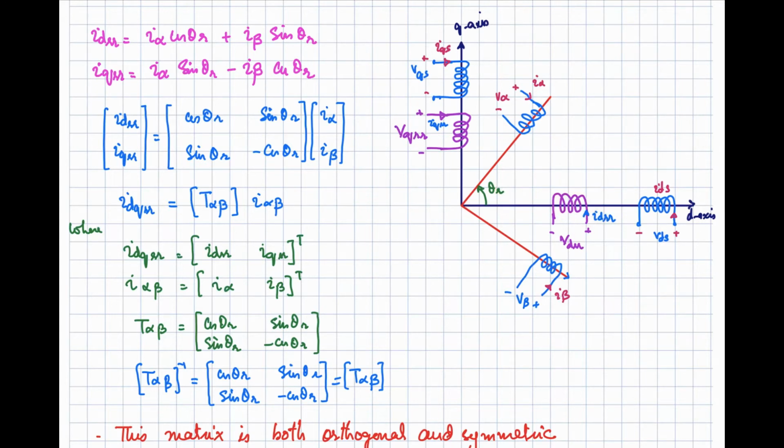Similarly, now we are going to look for the current IQRR. So how to take that one? First of all, we will take the projection of this alpha along this one. So what will that be equal to? That will be equal to sine of this angle, right? So I alpha into sine of theta r will give us the projection of this winding along the q axis, right? And then taking the projection of the current I beta along this axis.